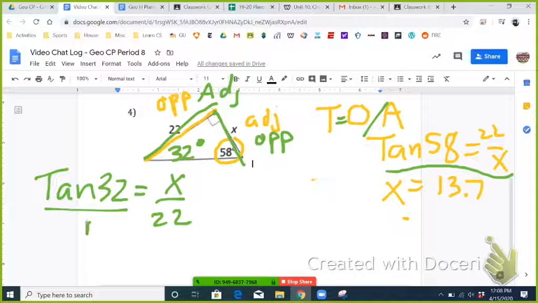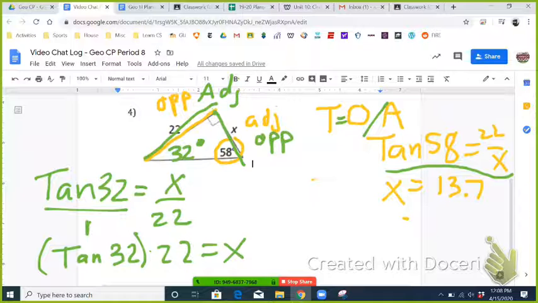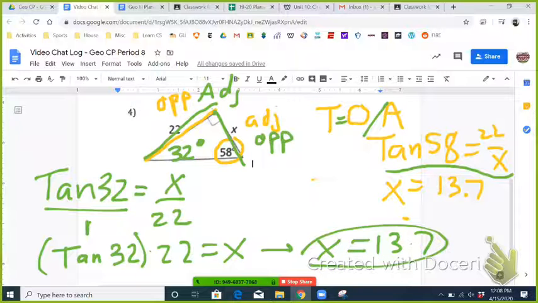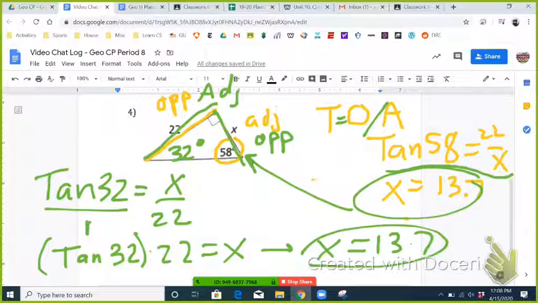So now when we cross multiply, instead of dividing 22 by the tangent of 32, we multiply 22 by the tangent of 32, and we get the same answer. If I type in the tangent of 32 times 22 in my calculator, I also get x is 13.7. That should make sense because either way, it's referring to the same side, which has to be the same length no matter what. So just pick either acute angle, in this case 32 or 58, it doesn't matter, but make sure whatever angle you pick, you identify the opposite and the adjacent leg correctly.